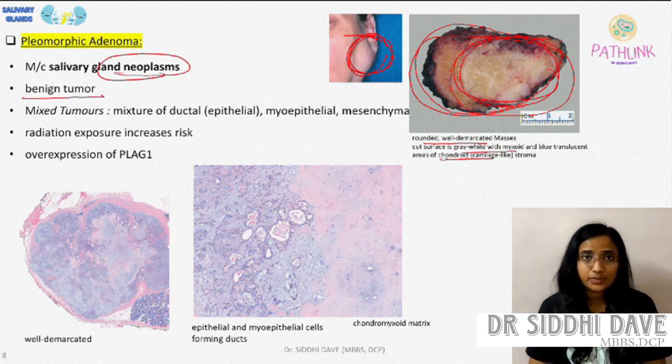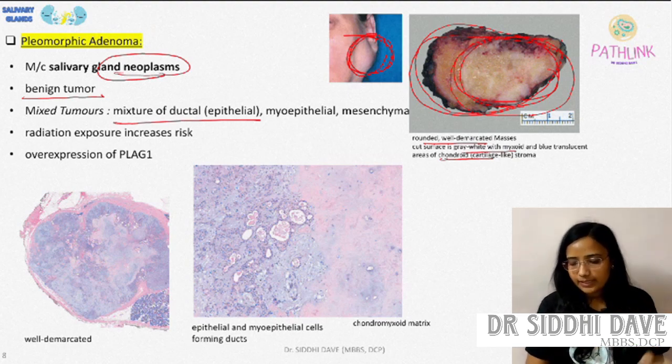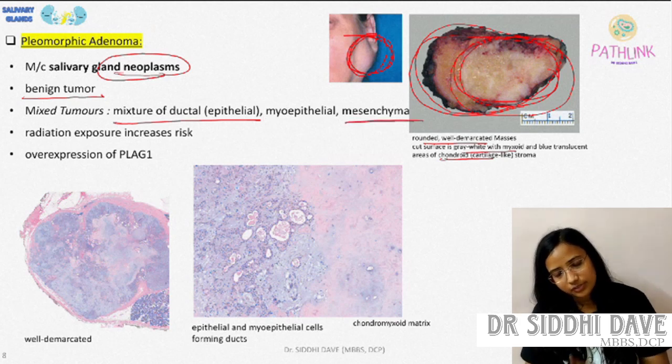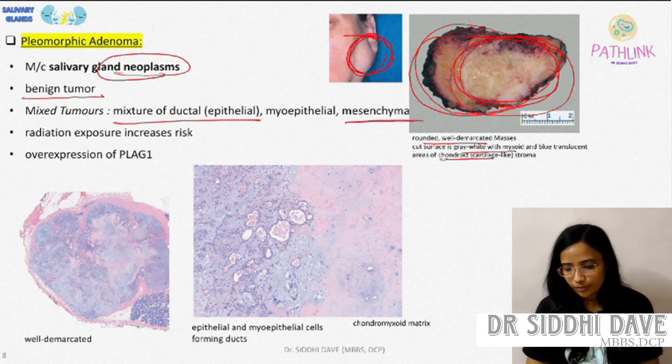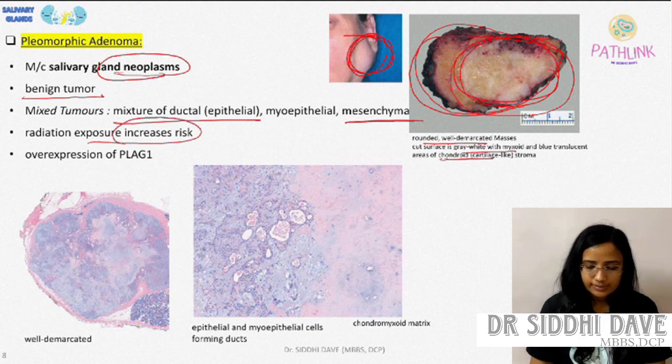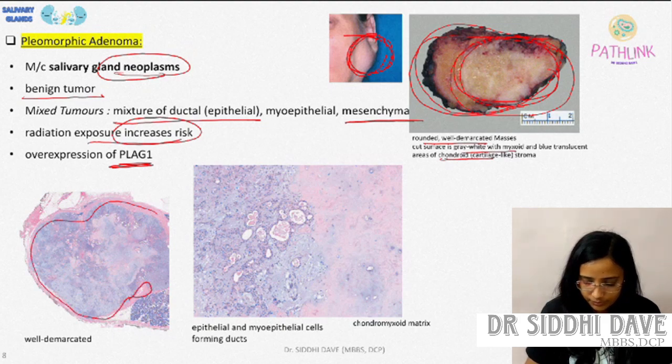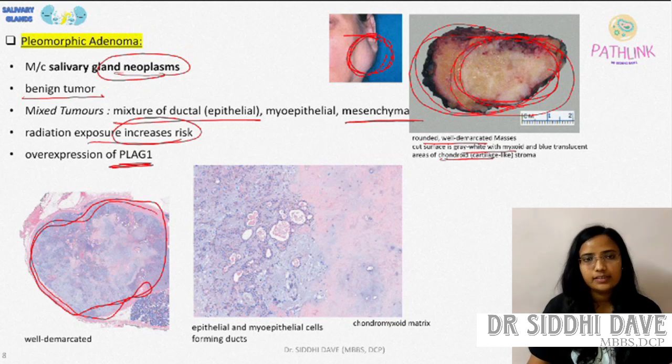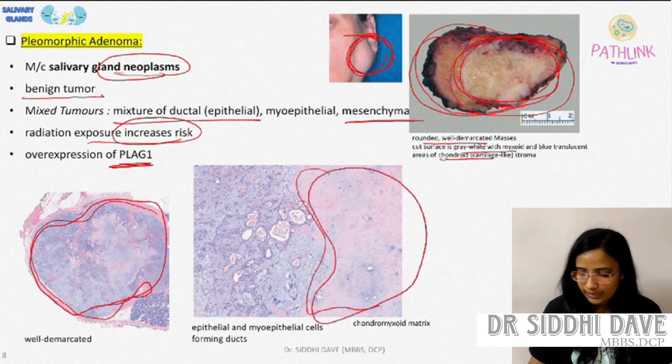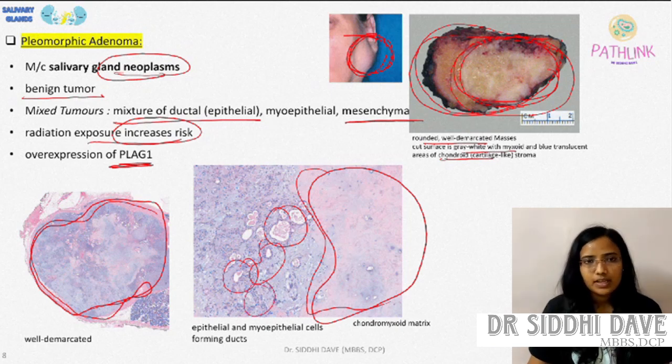Why is it a mixed tumor? Because it contains the epithelial part, ductal and myoepithelial, plus it also contains the mesenchymal part, chondromyxoid stroma. Radiation exposure increases the risk for pleomorphic adenoma, and overexpression of the PLAG1 gene is seen in PA. This is our microscopy. You are seeing the well demarcated lesion, and zooming in you see the chondromyxoid stroma here, and here the ductal and myoepithelial cells forming the ducts.